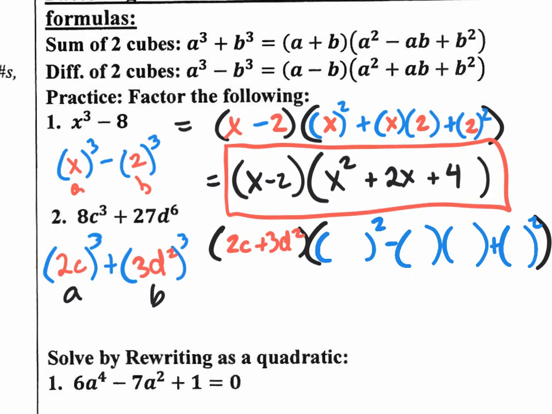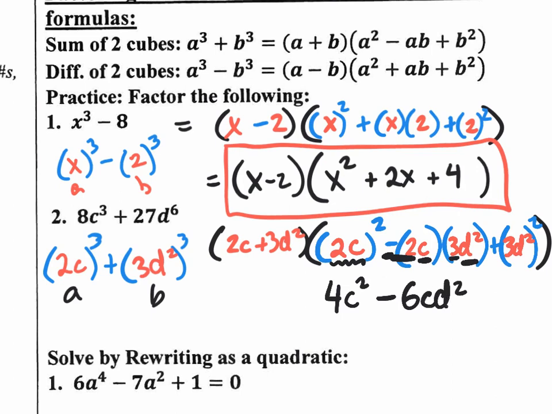Okay, so what is my a value? That goes right here in the first one, 2c. My a value again, 2c. My b value is 3d squared. Now all we have to do is simplify that trinomial. So that trinomial, 2c squared, what's 2c times 2c? 4c squared. And now this middle part, well, you have a negative 2 times 3. What's negative 2 times 3? Negative 6. And then what's c times d squared? cd squared. You just put them together.